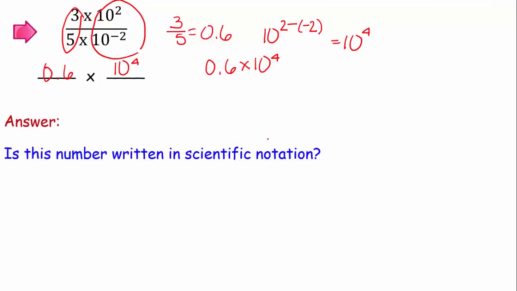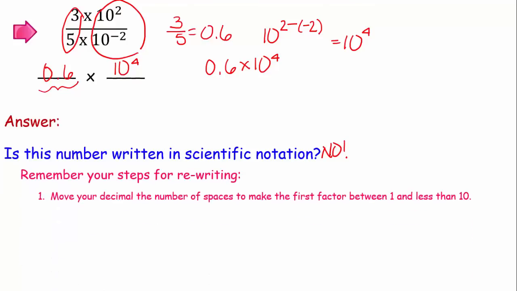So is our front factor here a number that is greater than or equal to 1 and less than 10? No, it is not. And for that reason, it's not written in scientific notation. So let's remember our steps for rewriting. We move our decimal the number of spaces to make the first factor between 1 and less than 10.